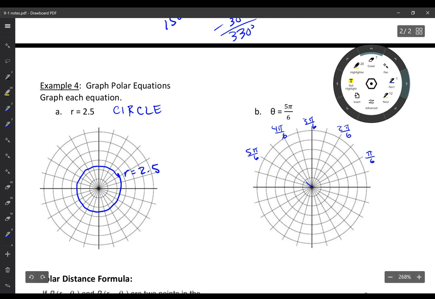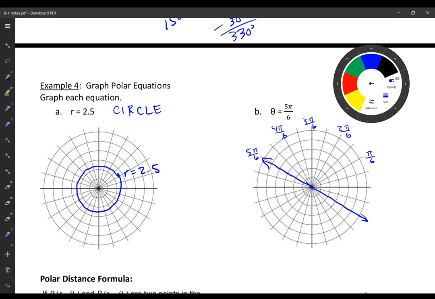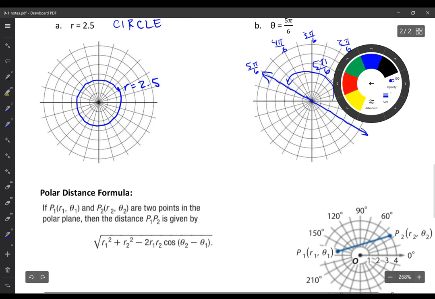Let's erase it. So it turns out when we are given an angle like this, it's going to make a line. So that would be that line. So you're just measuring around that 5 pi over 6, and then you're making a whole line for that. Because anywhere on that line would be that angle 5 pi over 6.